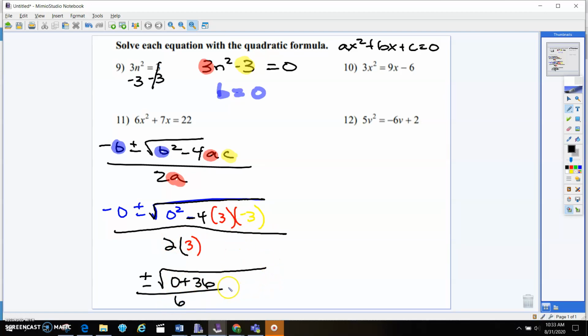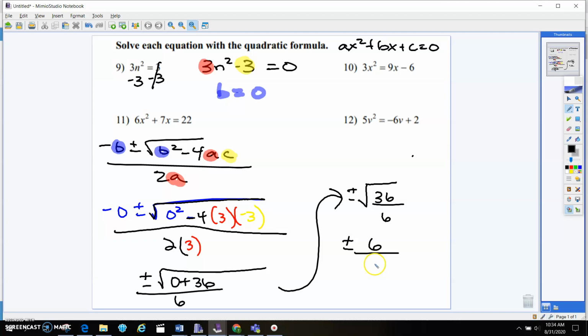So now what you're going to do is add the stuff that's underneath the radical. So 0 plus 36 is just going to give us a positive 36 underneath here. And then you've got 6 on the bottom. Okay, so now we're going to simplify what's on the top. If you took the square root of 36, you're going to get 6. So that's going to give you positive or negative 6 on the top divided by 6. Well, 6 divided by 6 is going to give us positive or negative 1.